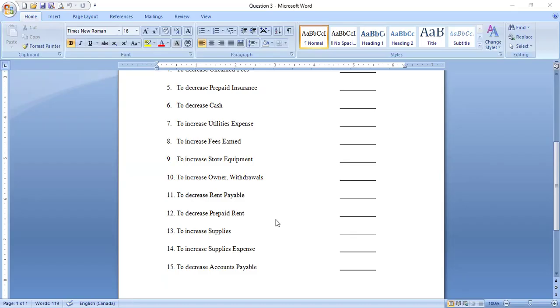Rent payable. And we want to decrease that liability account on the debit side. Prepaid rent. Asset. So we want to decrease that prepaid rent on the credit side. Supplies. Okay, office supplies. We want to increase the office supplies. Debit.